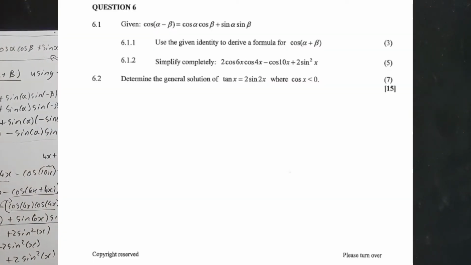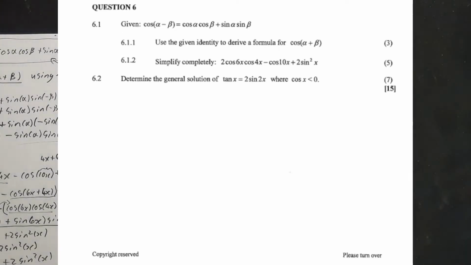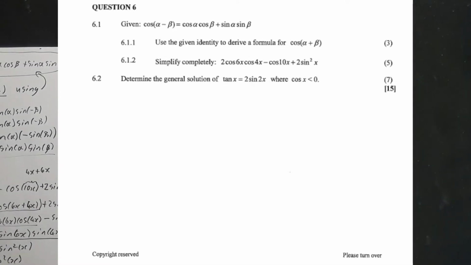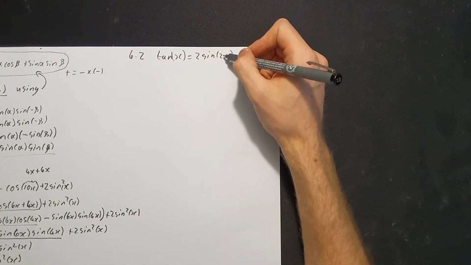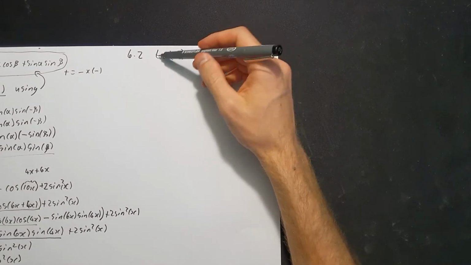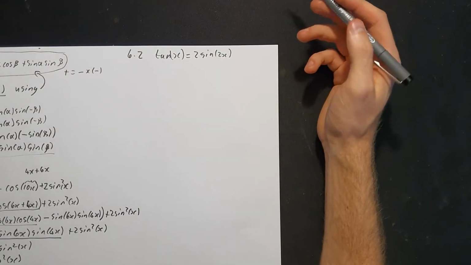Okay, 6.2 says determine the general solution of the following. So we have tan x equals 2 sine of 2x. Okay, always put your x's in brackets. It does just make things a little bit easier. So we've got some simplification that needs to be done here, because at this point in time we actually don't have anything to work with. Okay, because we have a function equal to a function. If I take this over, we're still going to have a tan and a sine function equal to 0.